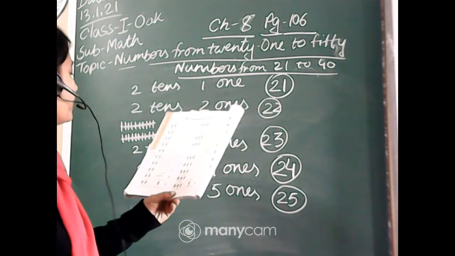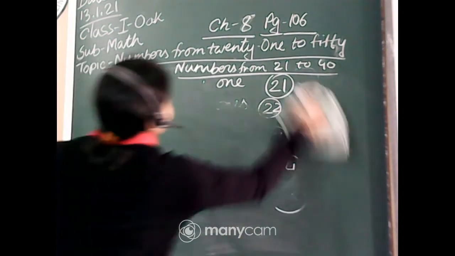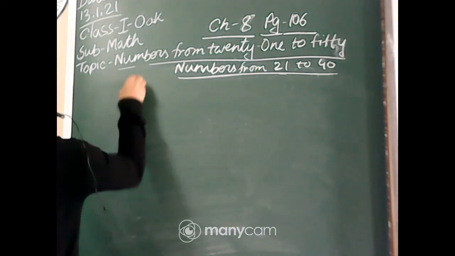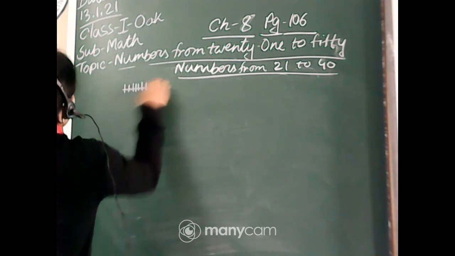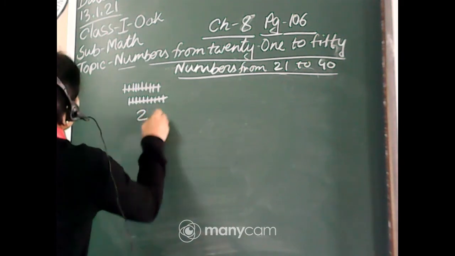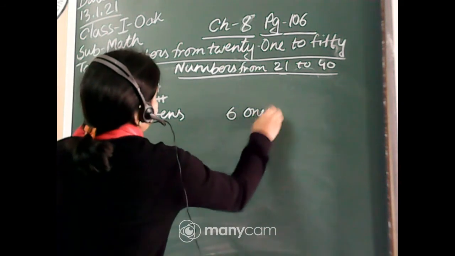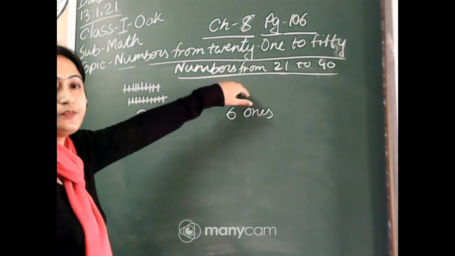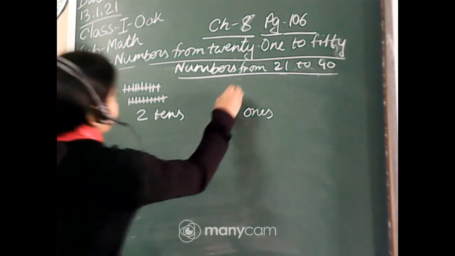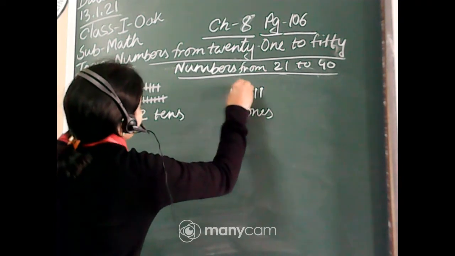Now 2 tens. I will rub the board. 2 tens: 1, 2, 3, 4, 5, 6, 7, 8, 9, 10. 1, 2, 3, 4, 5, 6, 7, 8, 9, 10. 2 tens and 6 ones. But in the ones room, the matchstick is missing. So you have to draw the matchstick. Yes, Angstdeep, good. There are 6 ones: 1, 2, 3, 4, 5, 6. 6 ones you have to draw.